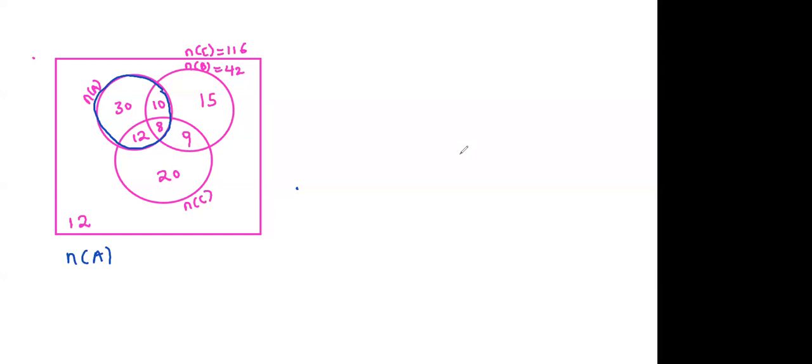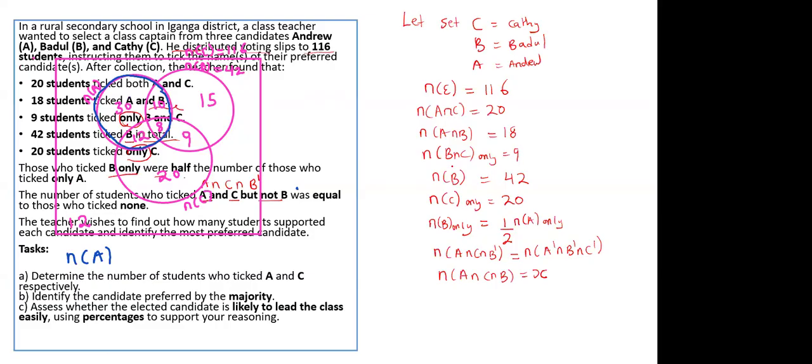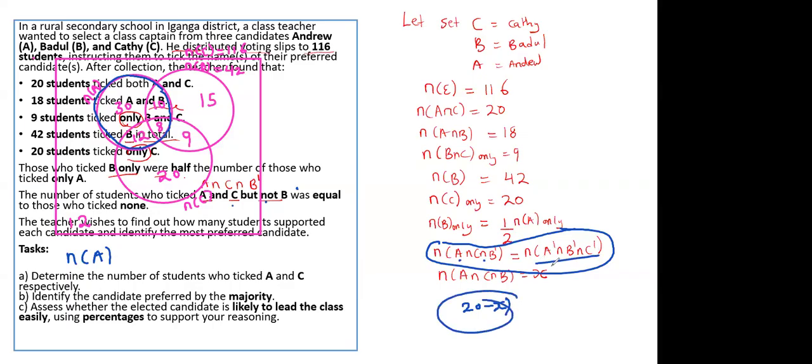Master, where did you get the 20 minus x? The 20 minus x came from this statement here. Are you seeing this statement? They told us that the number of students who took A and C but not B was equal to those who took none. So we got it from here. Those who were taking A and C, we had 20 minus x. So this number was equal to that. Okay, sir.